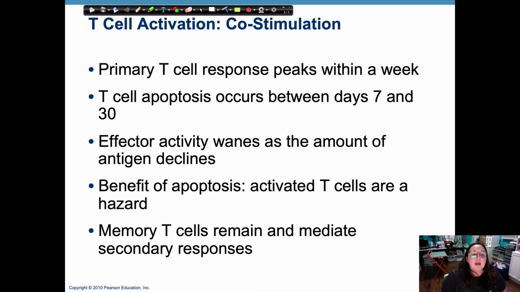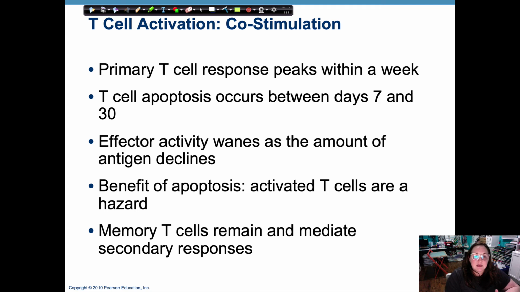Now, primary T cell response will peak within a week. So the first time that we encounter the foreign antigen, you're going to have a lag period of about 3 to 6 days. And then within a week, we're going to have peak response. After a week, T cells are going to start dying. We call this apoptosis. And this is going to occur between day 7 and day 30 after the immune response begins.